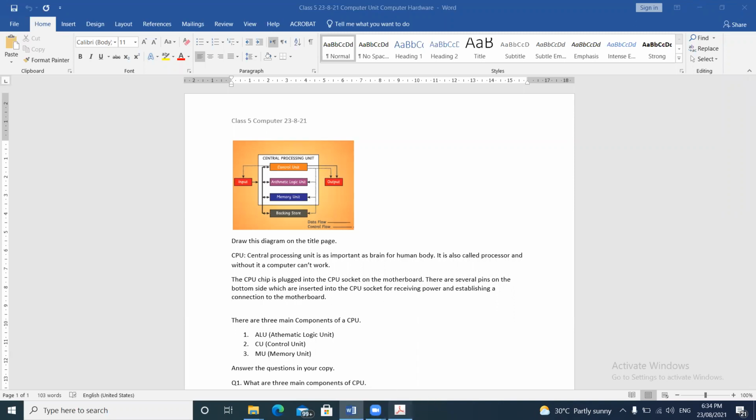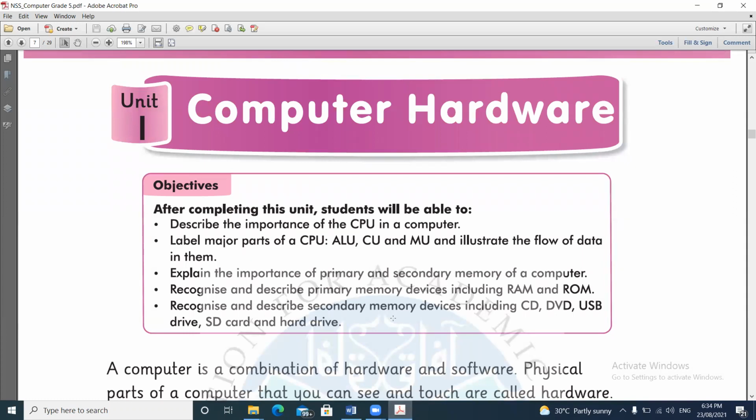So class, today we are going to start our first unit in the computer book, that is computer hardware. First of all, we have to describe what the CPU in a computer is. Class, CPU stands for Central Processing Unit. It is like a brain in a human being. As a human being cannot live or do anything without its brain, a computer is the same, helpless without a CPU.